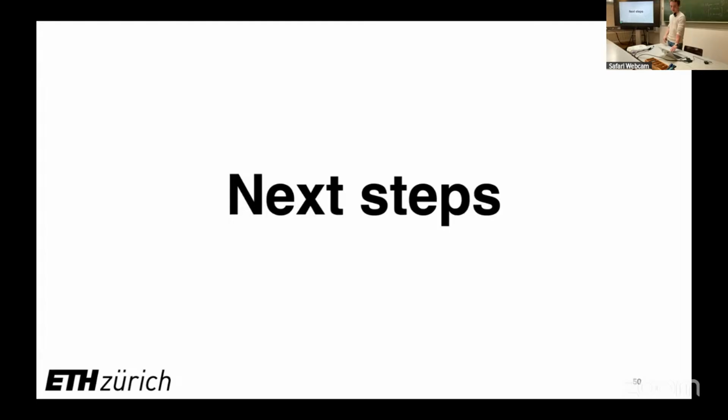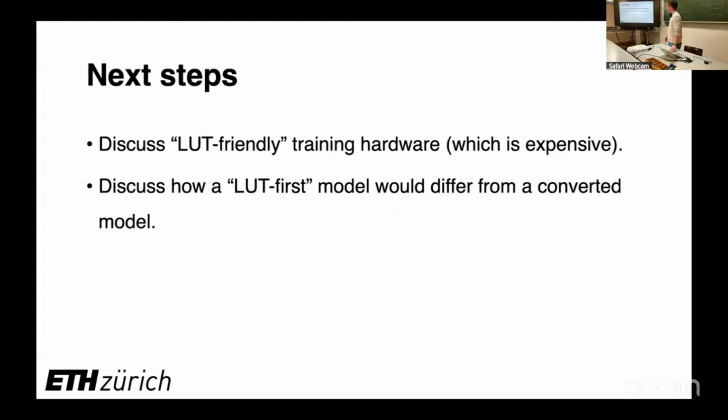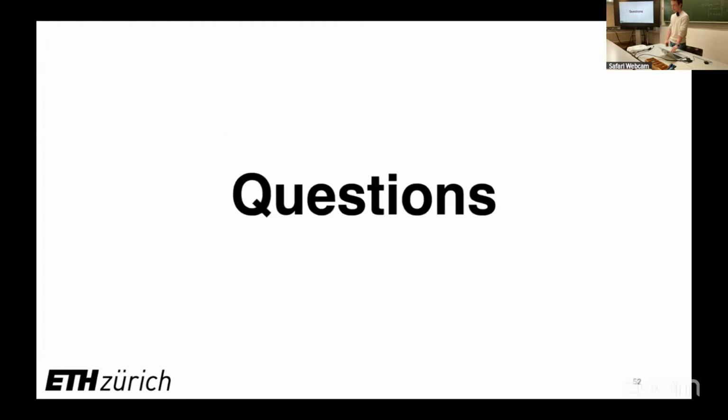So for the next steps, if we were to continue this research, I think it would be good to discuss what lookup table friendly training hardware is, because right now we still need traditional hardware to create the lookup tables. And as we said, it's very expensive. So maybe there's a way to accelerate that with hardware computation of the losses, for instance. And I think also it would be interesting to discuss how training a model from scratch for lookup tables would change things: if this scales, if there's a bottleneck in training, if it's compatible with current hardware, etc. So yeah, that's it.